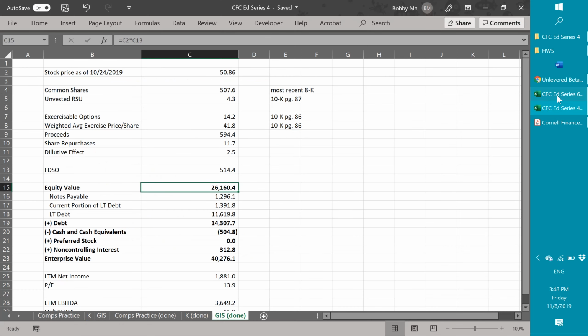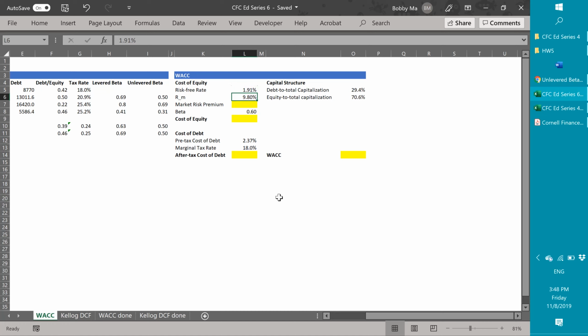So basically, the risk-free rate is 1.91%. And as mentioned last time, we used the 10-year Treasury, the U.S. 10-year Treasury as a proxy for the risk-free rate. And the reason this is risk-free is we assume that the government itself is risk-free because the U.S. can always print money to fulfill its debt obligations. So therefore, the risk-free rate is 1.91%.